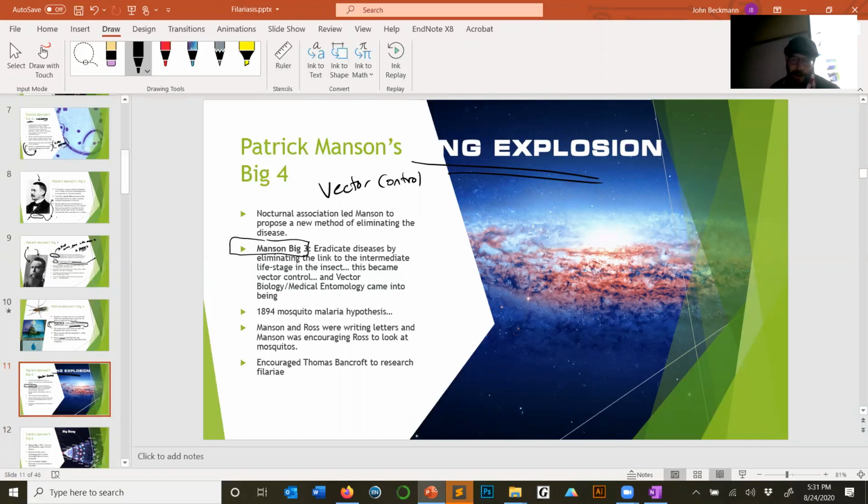Okay. And again, Manson and Ronald Ross, who was studying malaria, and Ross was studying mosquitoes, were communicating with each other. They were writing letters, okay? And Manson, here's Manson's fourth big contribution.